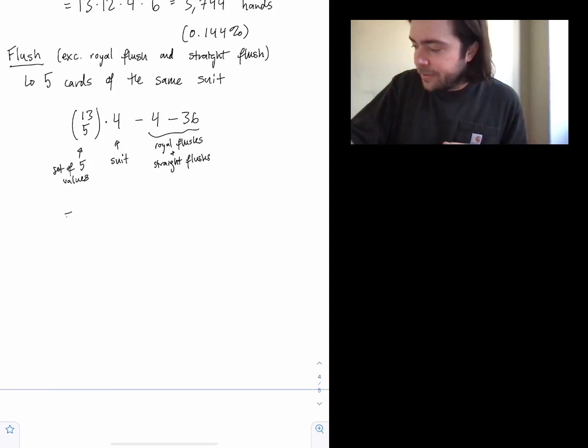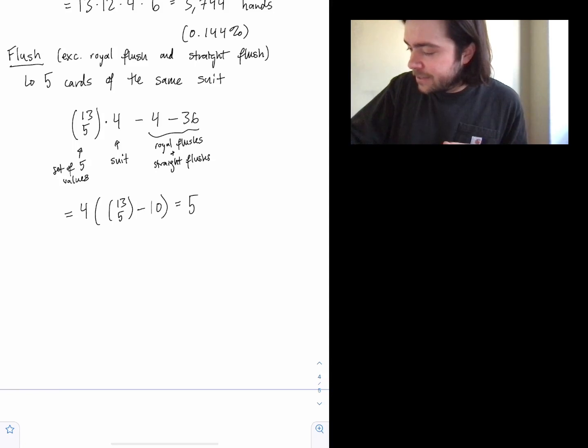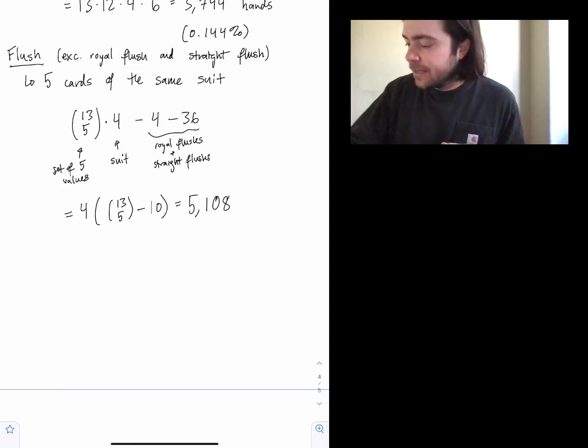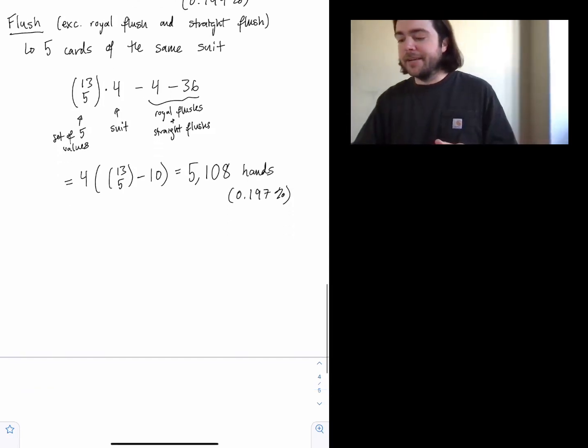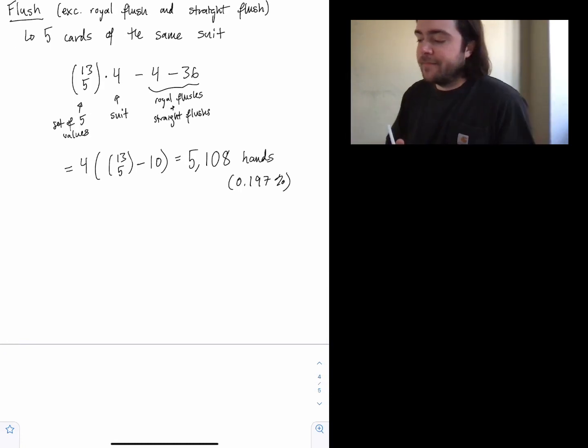Okay, and all in all, what do we get? Well, I can factor 4 out of everything. This is just 4 times 13 choose 5 minus 10. Okay, and it turns out that is 5,108. Okay, that many hands. And this turns out to be 0.197%. So that's your probability of getting a flush. Okay, 5 cards of the same suit.